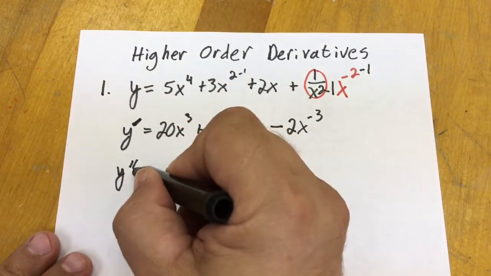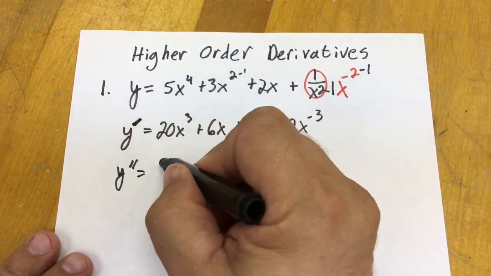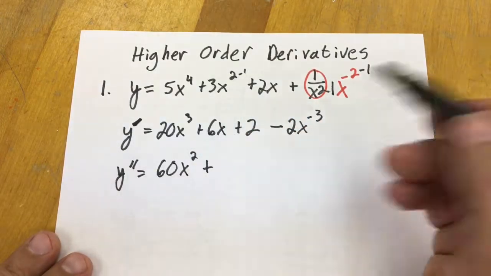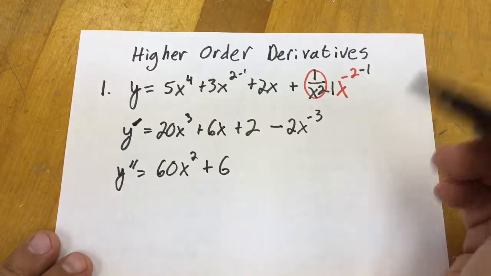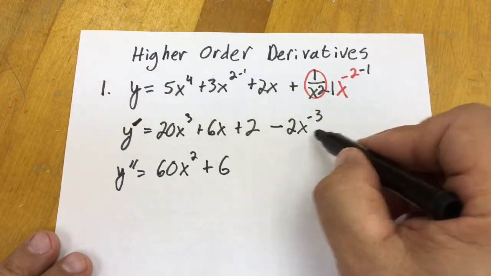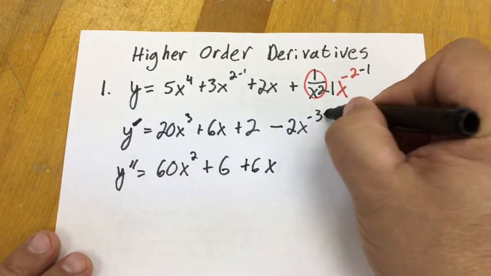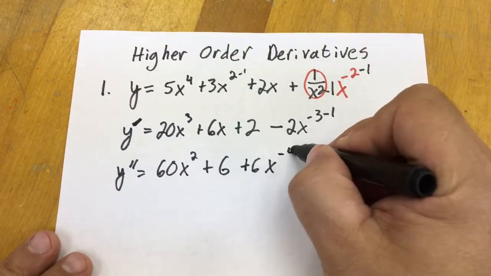And the second derivative, you just continue. 3 times 20, that's 60x squared. Plus the derivative of 6x is just 6. The derivative of 2, that cancels out, is just 0. Now the derivative over here is going to be negative 3 times negative 2. That's plus 6, x minus 1 to the negative fourth.